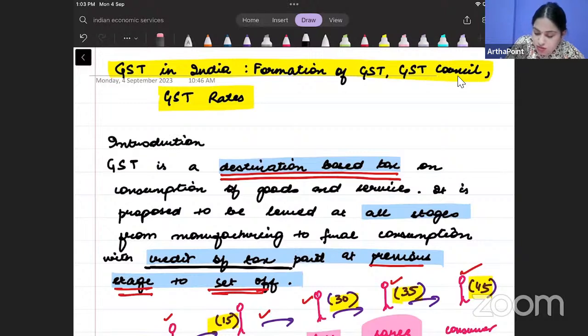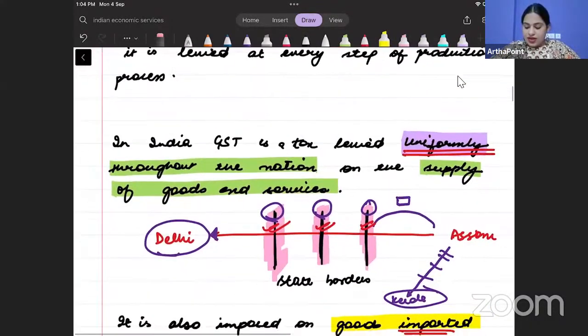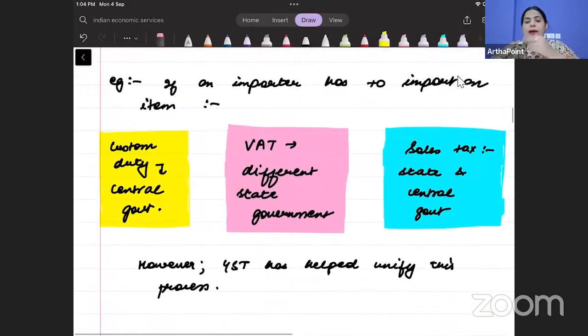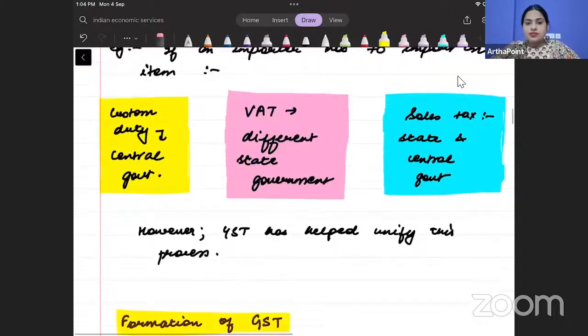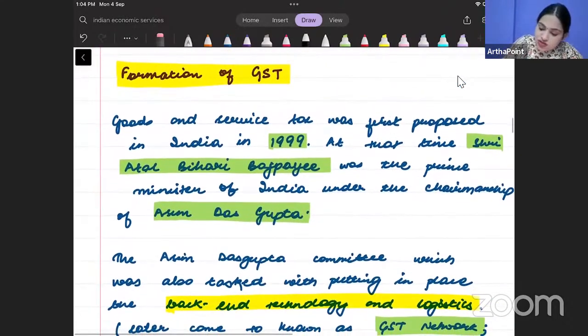Introduction of GST. Now let us go ahead and let us talk forward. I've explained this. Now let's talk about formation of GST.